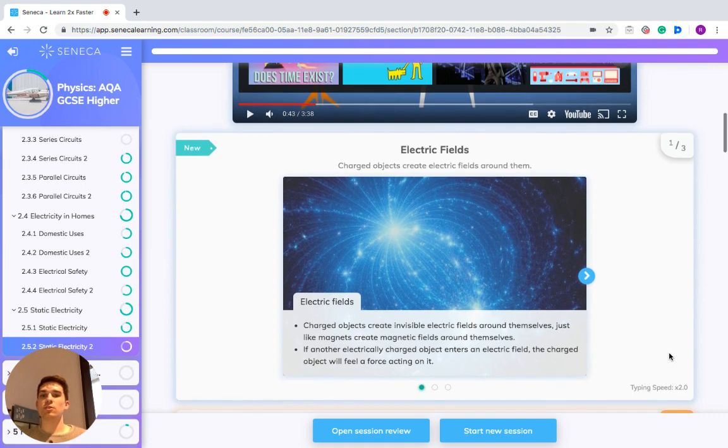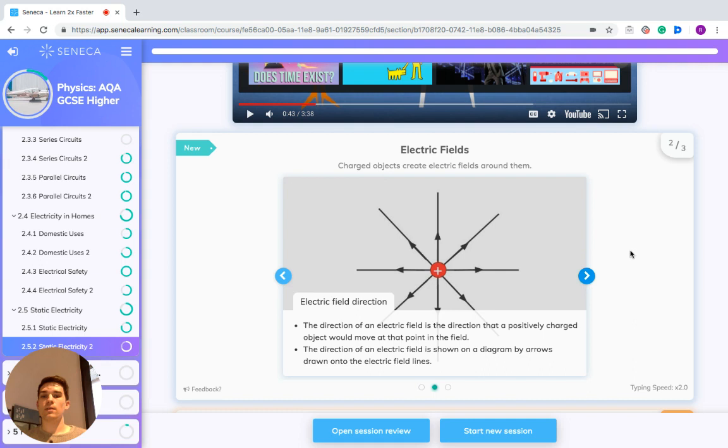Now, charged objects create an electric field around them, and it's an invisible electric field, just like magnets create magnetic fields around themselves. And if another electrically charged object enters the electric field, the charge of the object will feel a force acting on it. Now, the direction of an electric field is the direction that a positively charged object would move at that point in the field.